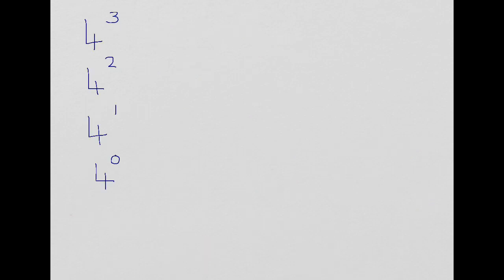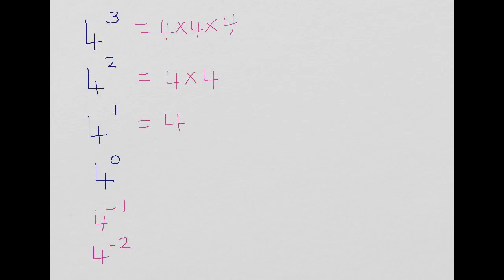4 cubed, 4 squared, 4 to the power 1. And now I'm going to add on the bottom 4 to the negative 1, 4 to the negative 2. So this is easy. 4 multiplied by 4 multiplied by 4. 4 squared, 4 multiplied by 4. 4 to the power 1, 4. 4 to the power 0, 1.